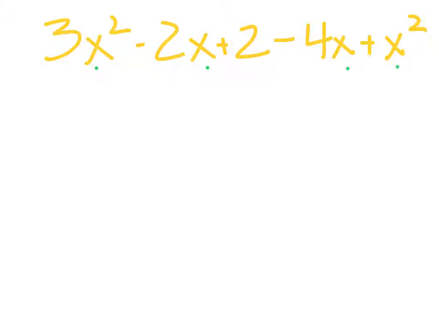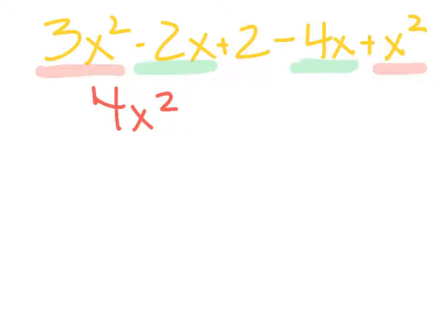We have like terms here. Right now there's 1, 2, 3, 4, 5 terms, but we're going to simplify by putting the like terms together. We look for the ones that have the same variable. This has an x and a squared. This has an x and a squared. So they can go together. And that makes 4x squared. And then we have these two that go together because they have the same variable, x.